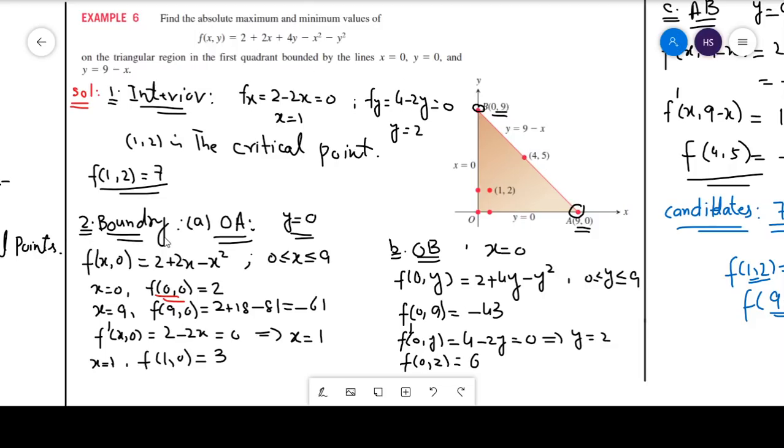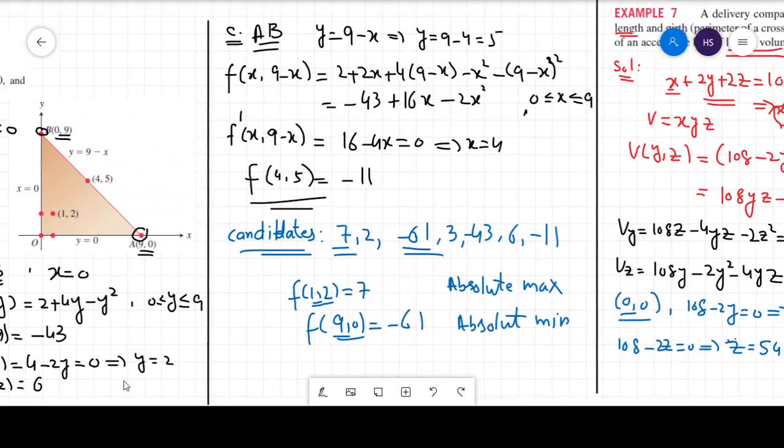So the second step is to check the boundary. The boundary comprises three parts: OA, OB, and AB. At OA, y is 0, so you plug in y equals 0 here, you get a single variable function and perform all the tasks you did in chapter 4 for a single variable function. You get these points: (0, 0), if x is equal to 0, y is 0, right? If x is equal to 9, y is equal to 0, then these are our two boundary points. For the interior, we calculated the first order derivative and equated it to 0. You get x equal to 1. You did a similar process here for OB, and similarly for AB.